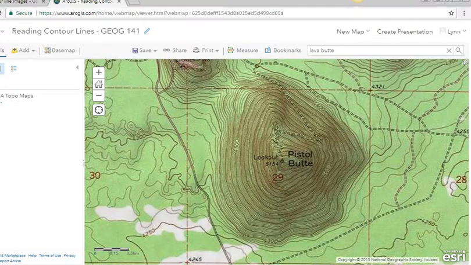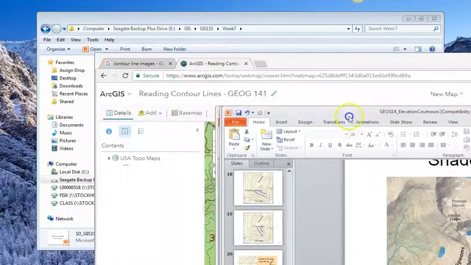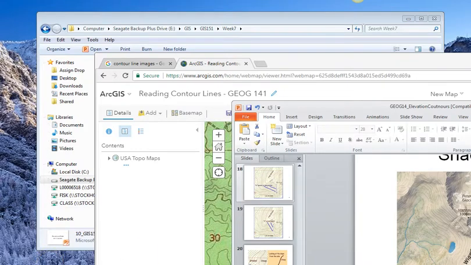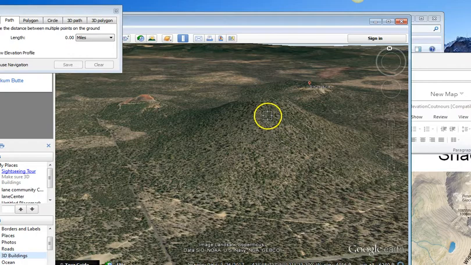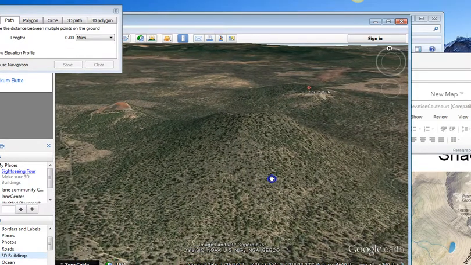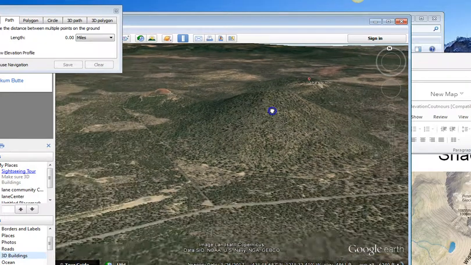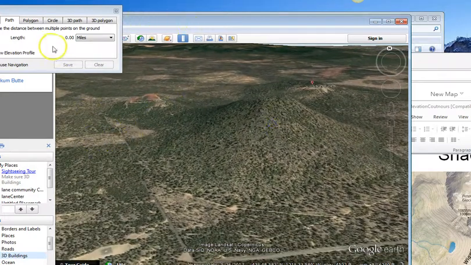So if we want to open up Google Earth, where did I put Google Earth? Let's take a look at Google Earth. I know it's up here. Oh, there it is. Okay, so here is the butte in Google Earth. You can see that's Pistol Butte with the Sitka Butte in the background.